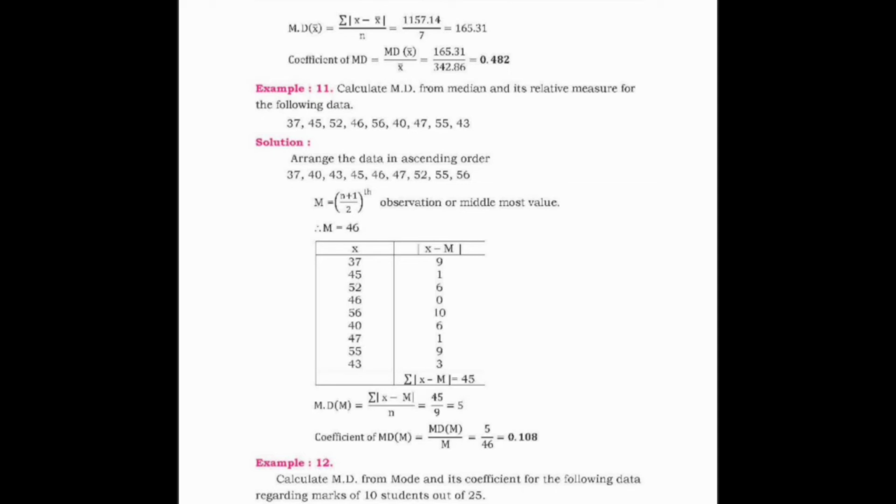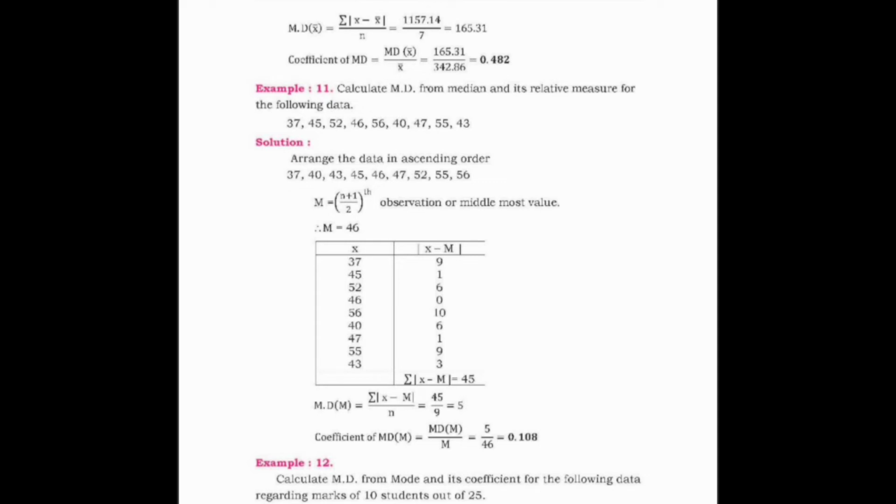What is the fifth value? The fifth value is 46. Okay, 46 is the median. Median is equal to 46. Then x minus m, we have to take as the next column. X written column-wise, then x minus m: 37 minus 46, 45 minus 46, 52 minus 46. Like that you take all the values.